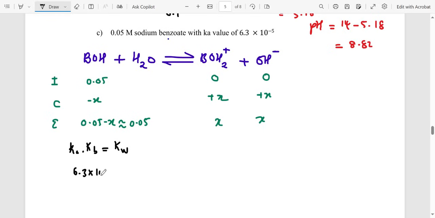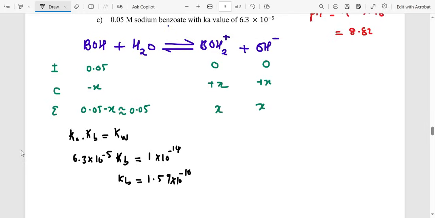The Ka is 6.3 times 10 to the power negative 5. We don't know the Kb. Kw you just need to know it is 1 times 10 to the power negative 14. Therefore, the Kb is going to be 1.0 times 10 to the power negative 14 divided by 6.3 times 10 to the power negative 5, and that is going to give us 1.59 times 10 to the power negative 10.